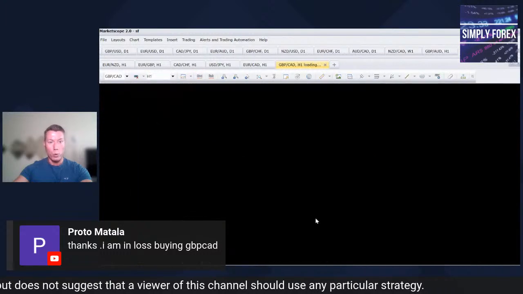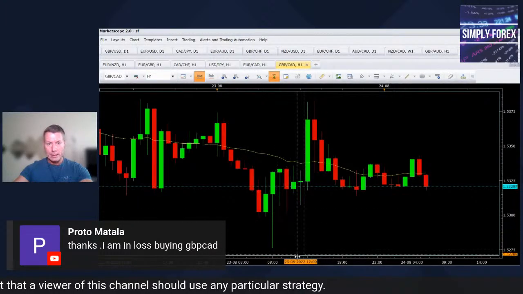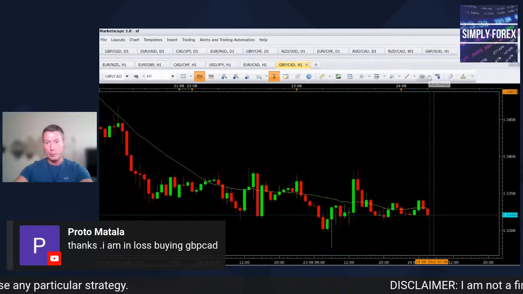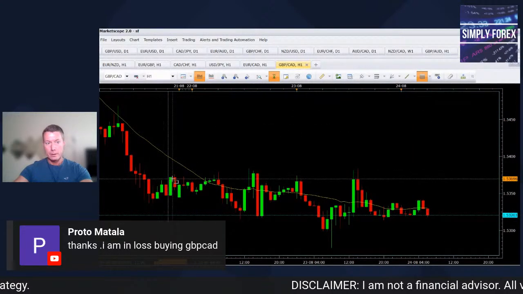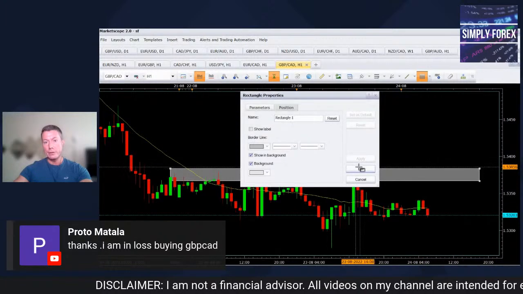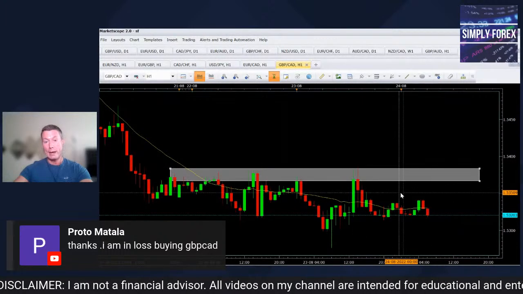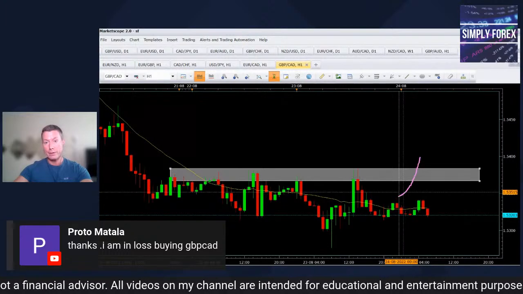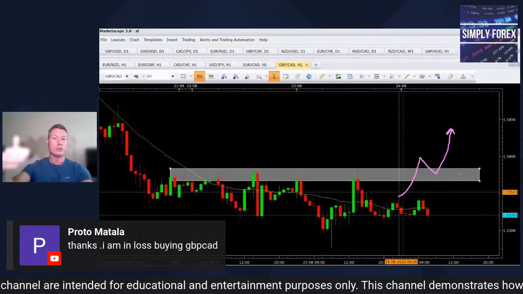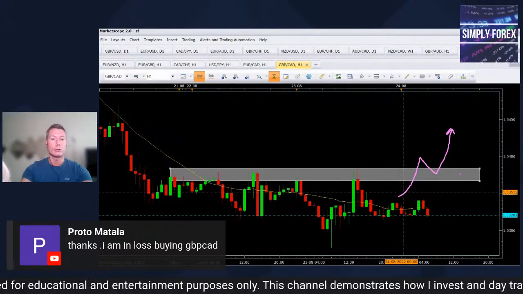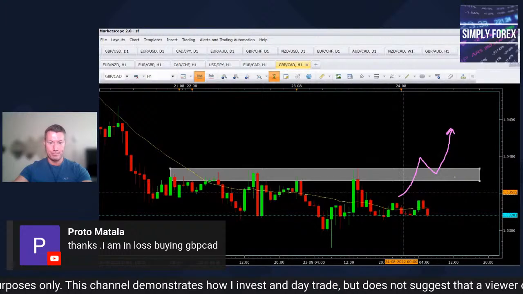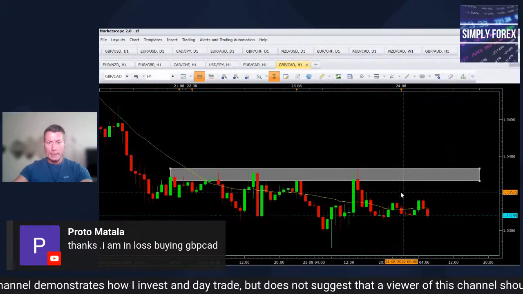If we look on H1, it's this level here that's obviously important. If price breaks out of this level, you could be out of trouble. If price comes out of here, retests it, shoots back up, your buy could eventually recover, or you could close it for a small loss. You just want to get out of this trade. If that happens, that is good news for you.